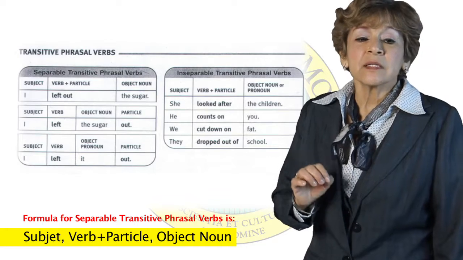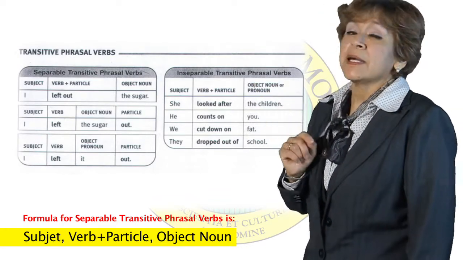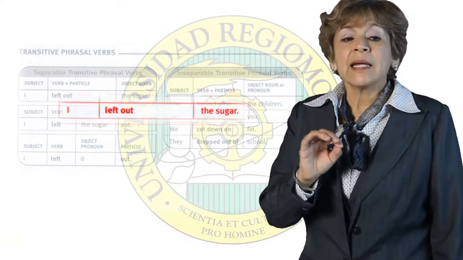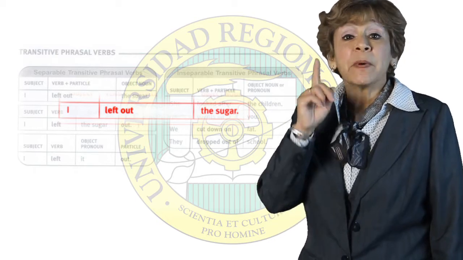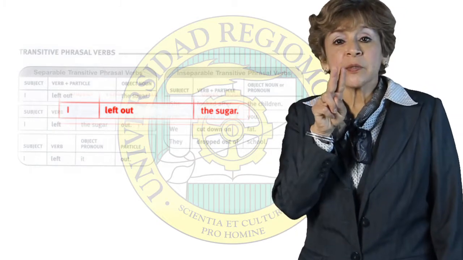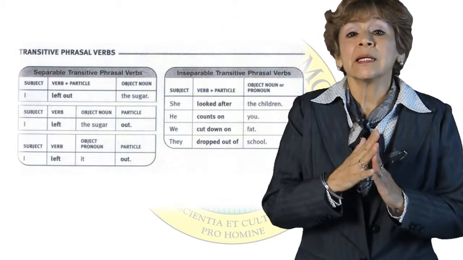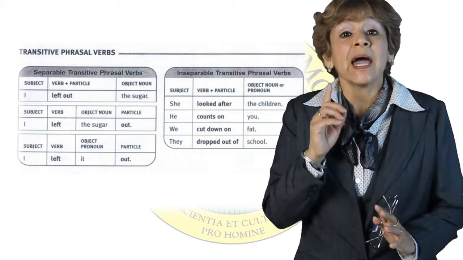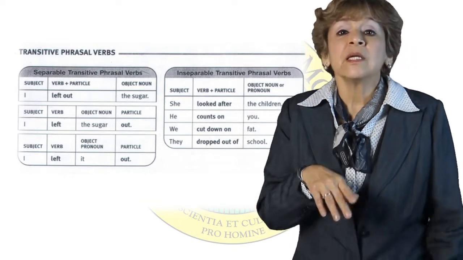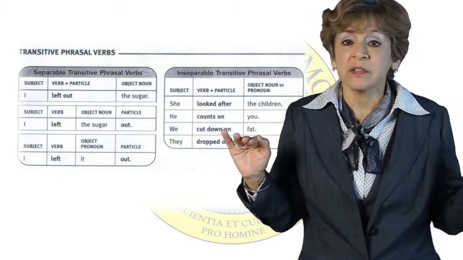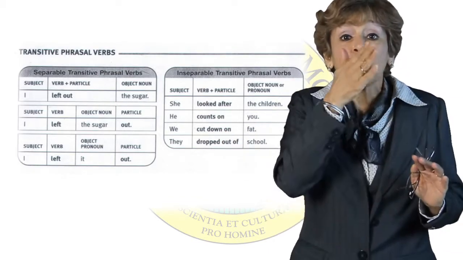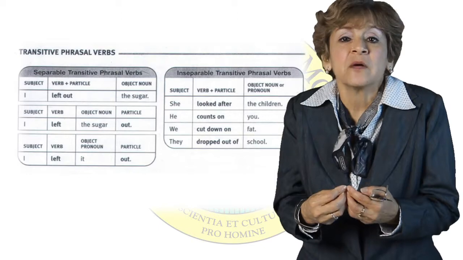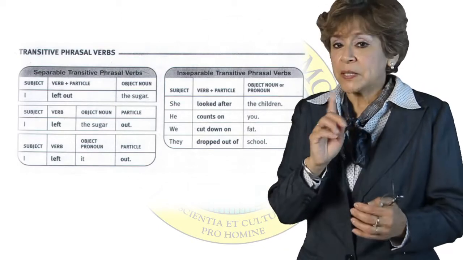Separable transitive phrasal verbs. In the chart, I have subject, verb, particle, object, noun. I left out the sugar. The particle is out. So, put it together, it is a phrasal verb. And sometimes they identify the phrasal verb and have an idiomatic expression. Idiomatic expression changes the meaning of the whole sentence. Don't translate word by word because it's not correct. It's not giving you the right meaning of the idea of the sentence, okay? So, please don't do it.